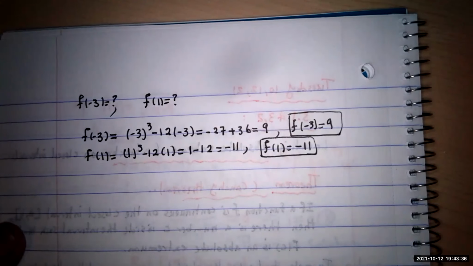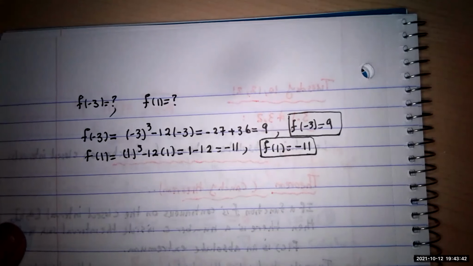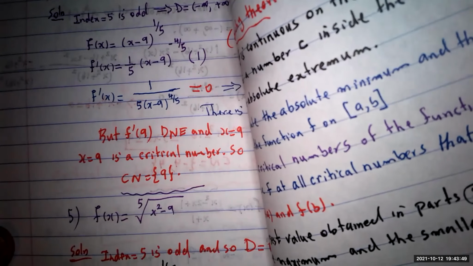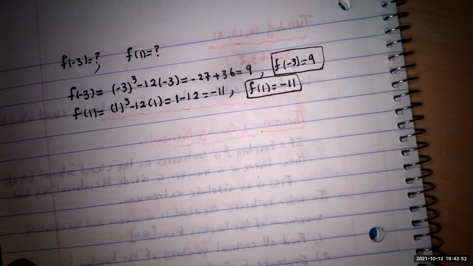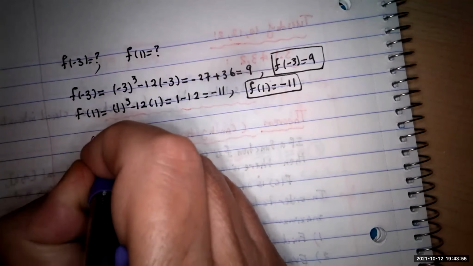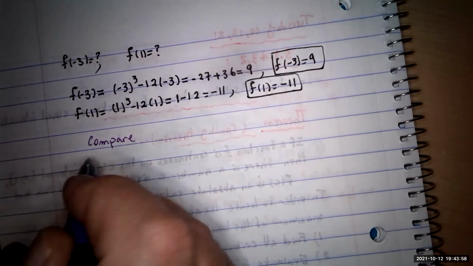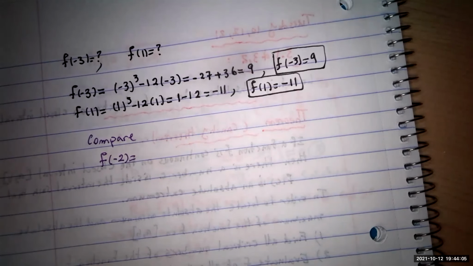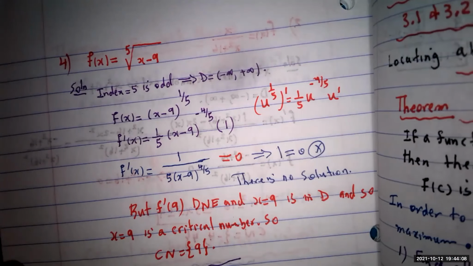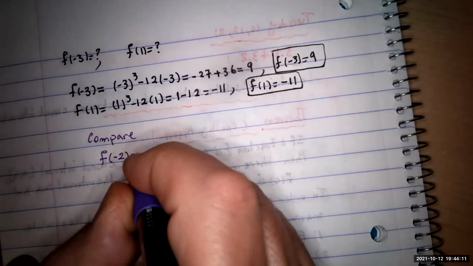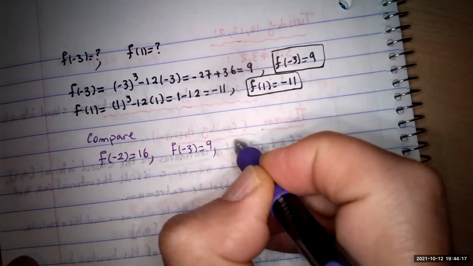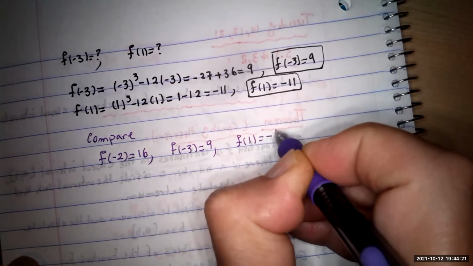So this is evaluation of the function at the endpoints of the interval. Check to see how many numbers you have. You have two numbers here, 9 and negative 11, and you have one from the critical value. Now compare them together. You have f of negative 2, which is, what's f of negative 2? f of negative 2 is 16. f of negative 3 is 9, and f of 1 is equal to negative 1.